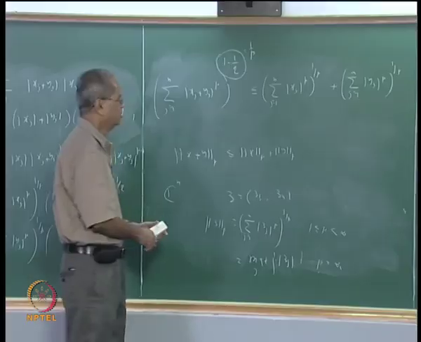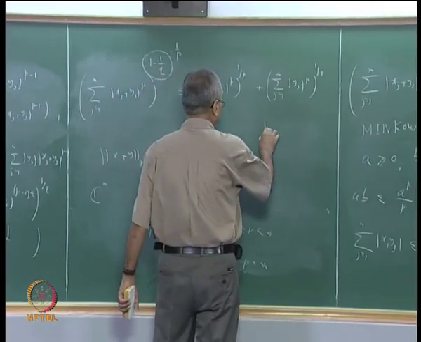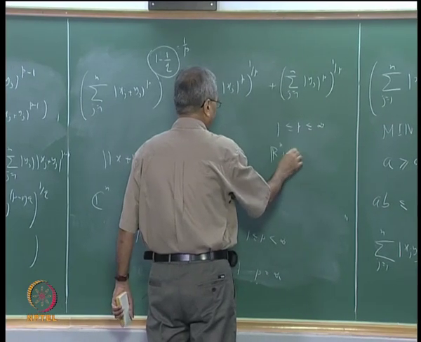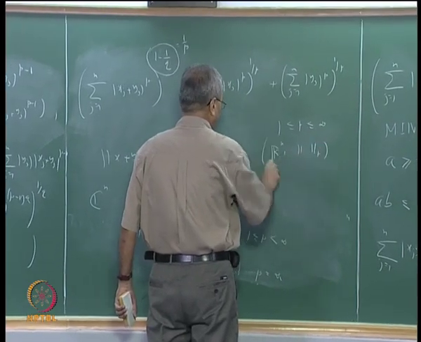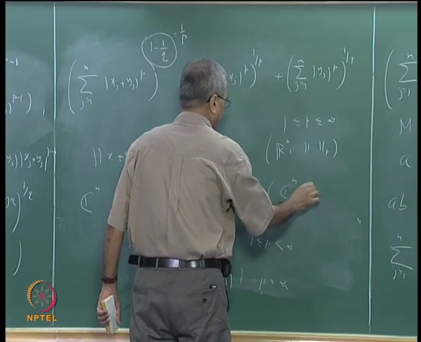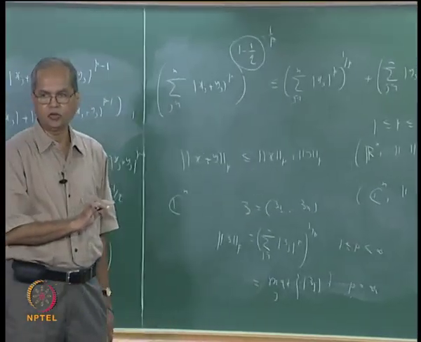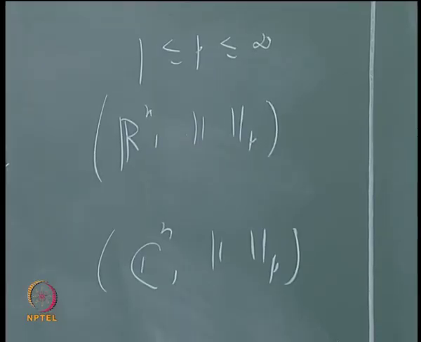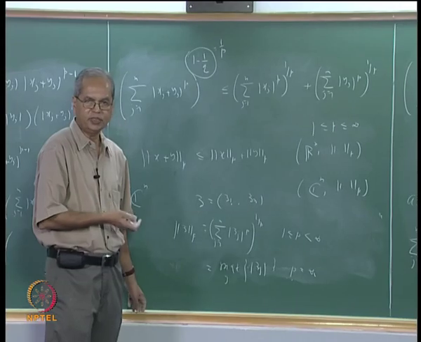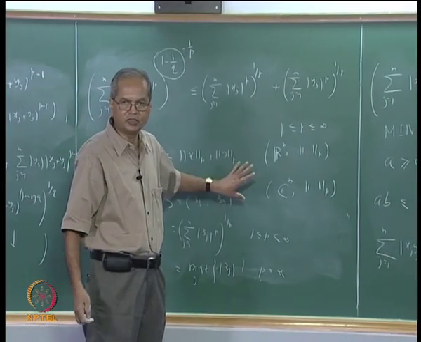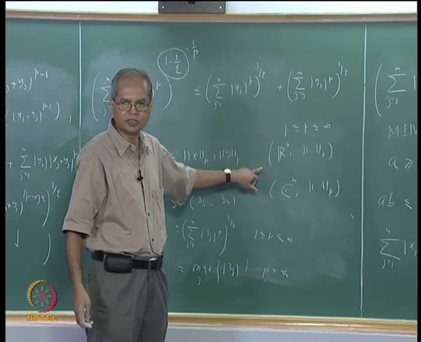So for each p, 1 less than or equal to p less than or equal to infinity, this Rn with the norm suffix p, and similarly this Cn with the norm suffix p, these are all normed linear spaces, because this suffix p is a norm on each of these. Since we have already seen that every normed linear space is a metric space, all of these are metric spaces. So we have got a big class, in fact infinitely many metric spaces, by this.